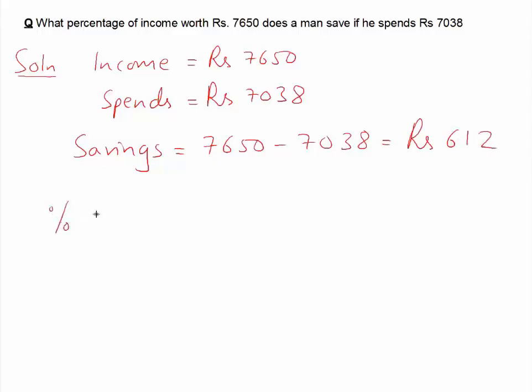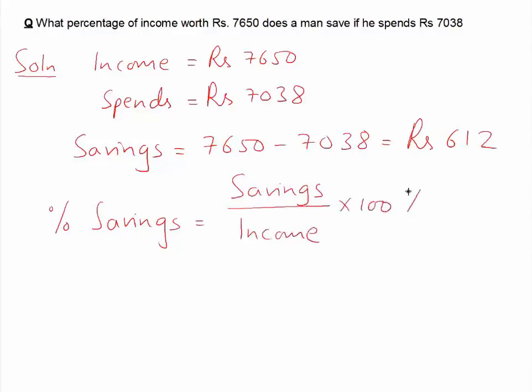So percentage savings equals savings divided by total income multiplied by 100. So this is percentage saving. This will be equal to 612 divided by 7650 multiplied by 100. Upon cancellation, you will finally get 8%. So his net saving is 8%. So let's do a few more problems.